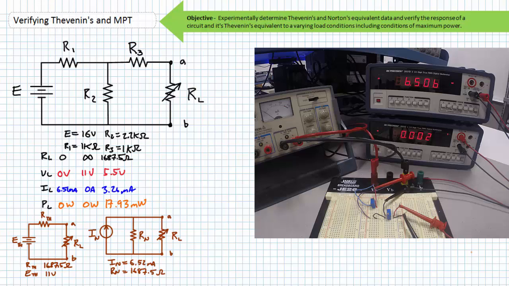In short circuit conditions, when the load resistance is 0 ohms, the ammeter is measuring close to our anticipated value of 6.52 milliamperes and experiencing almost no voltage drop. Power delivered to this resistor is essentially 0 watts.